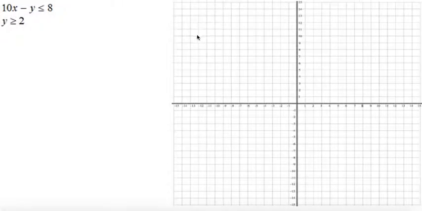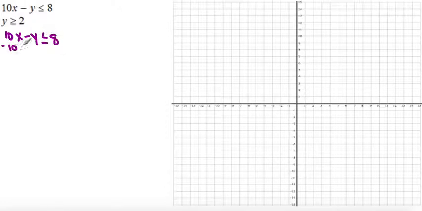Right, example 5: solve the inequality graphically and give an example of one solution and one non-solution. So with this first equation, we have to get it in slope-intercept form before we can graph it. I have 10x minus y is less than or equal to 8.